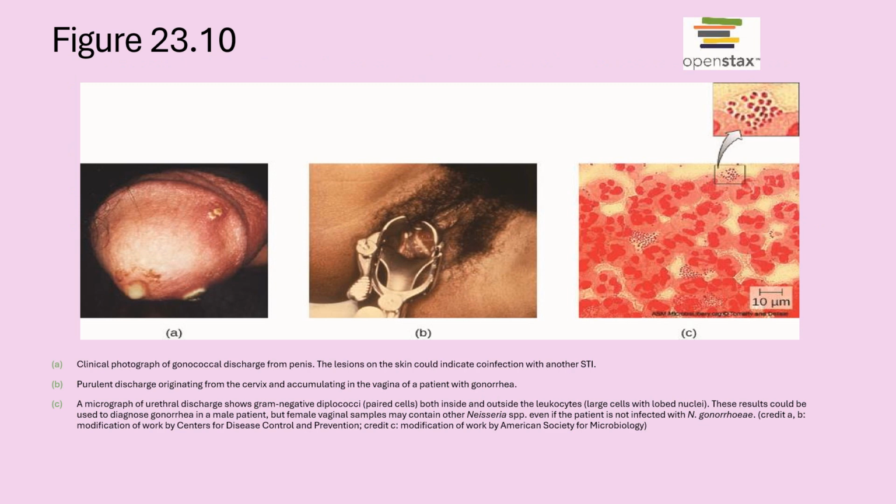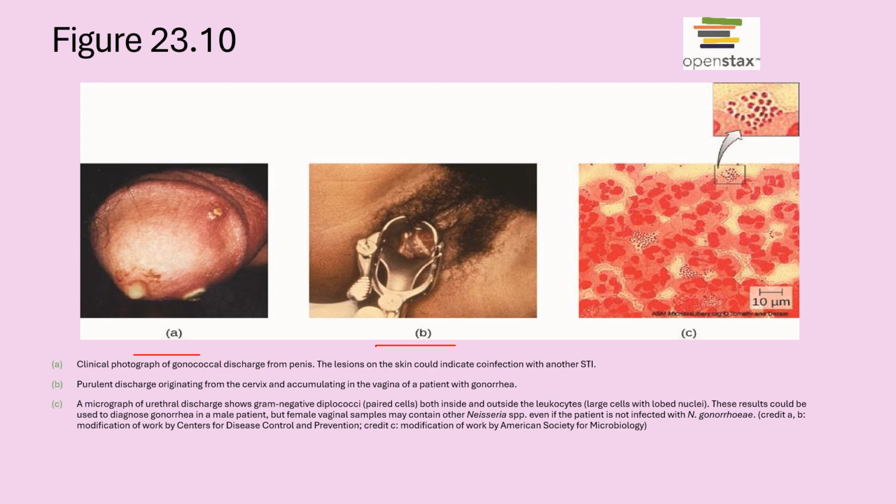So Neisseria gonorrhoeae, in a male, you often see a discharge from the penis. In the female, you may have discharge coming from the cervix, and in the vaginal area, once again, because it's internal, that may be harder to detect in a female.